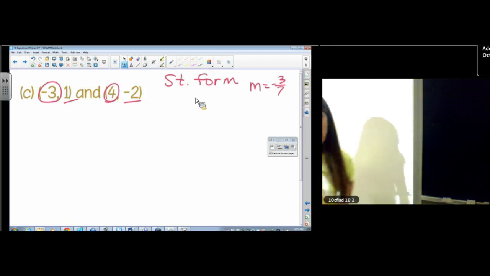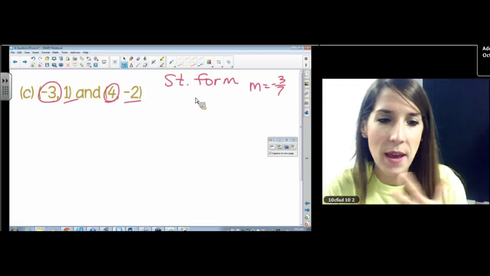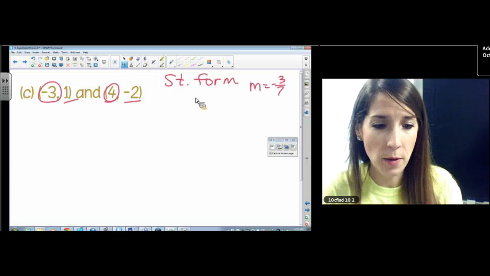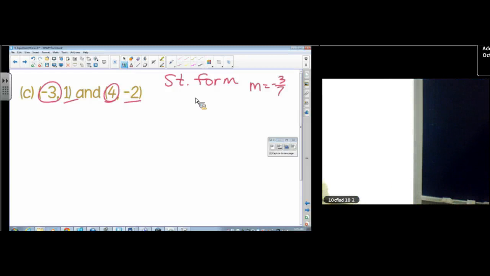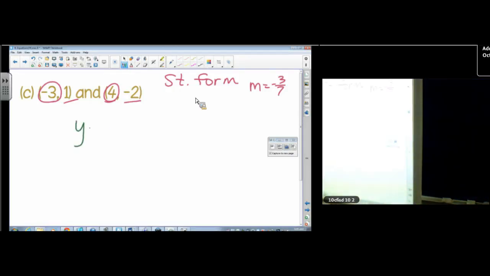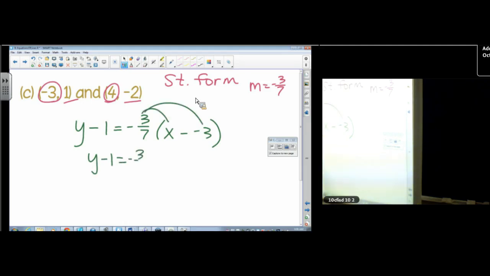Then we need a point. They gave us 2 points, so we get to pick whichever point we want. It really doesn't matter which point we pick. I'll just pick the first one, okay? So we're going to do point-slope. y minus y1 equals m times x minus x1. So y minus 1 equals, let's distribute this, negative 3/7 x. That's a plus, so we need to be careful. Negative 3/7 times 3 would be negative 9/7. 3 times 3 is 9.